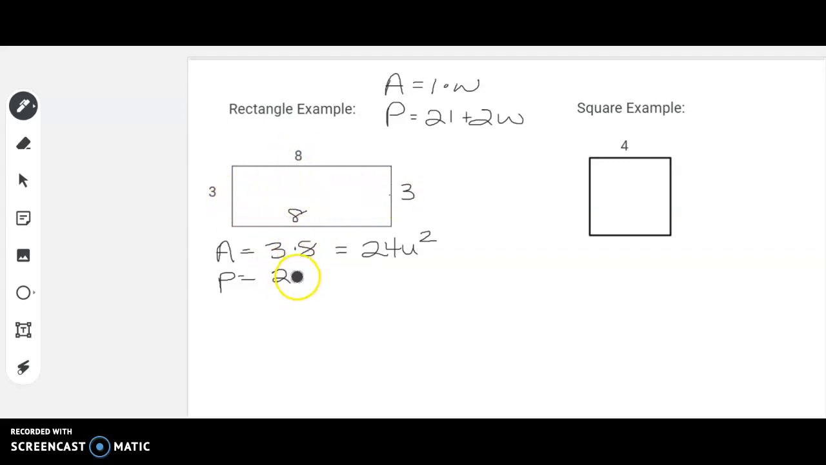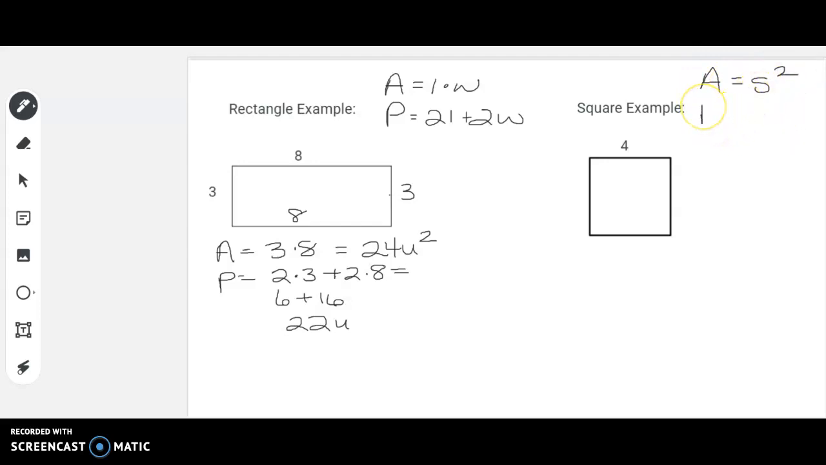So I'm going to take 2 times 3 plus 2 times 8, and you can just add them all together as well. That gives me 6 plus 16, which gives me 22, and this is just going to be units because it's one-dimensional. I'm adding one dimension, the lengths together. So that's my perimeter.